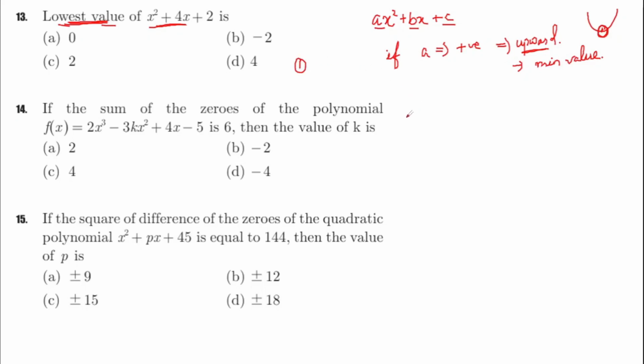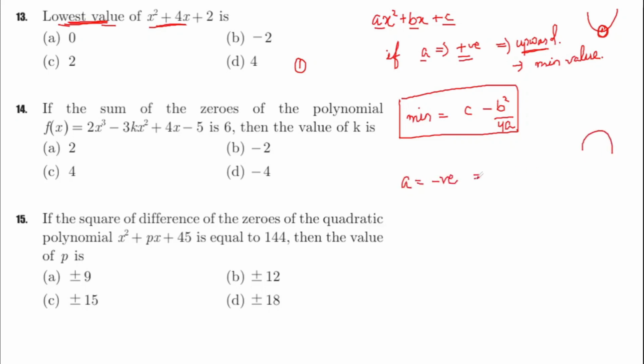So to get the minimum value of a quadratic polynomial, you have to use the formula c minus b square by 4a. Okay. So this is the formula to get the minimum value of a quadratic polynomial where a is positive. Now if in this quadratic polynomial a is negative, then the graph will be like this. It will be a downward graph.